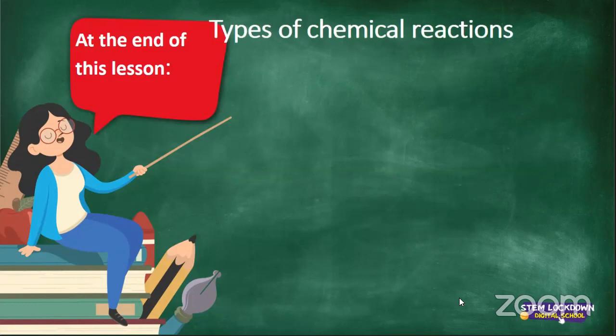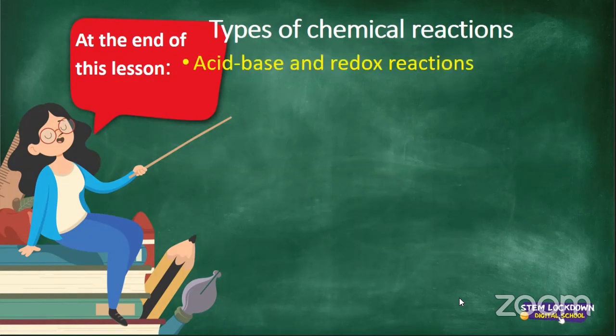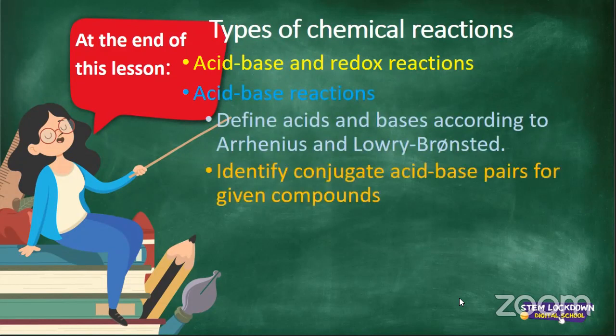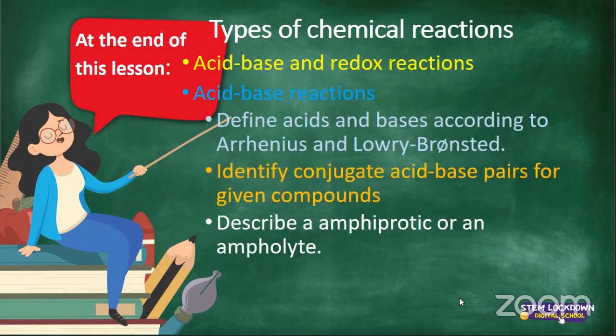All right, at the end of this lesson, you should be able to know the different types of chemical reaction: the acid-base reaction as well as redox reaction. Understand the acid-base reaction. Under the acid-base reaction, you should be able to define acids and bases according to Arrhenius theory and Lowry-Bronsted theory, and then identify the conjugate acid-base pairs for the given compounds. And then you must be able to describe an amphiprotic or an ampholyte.